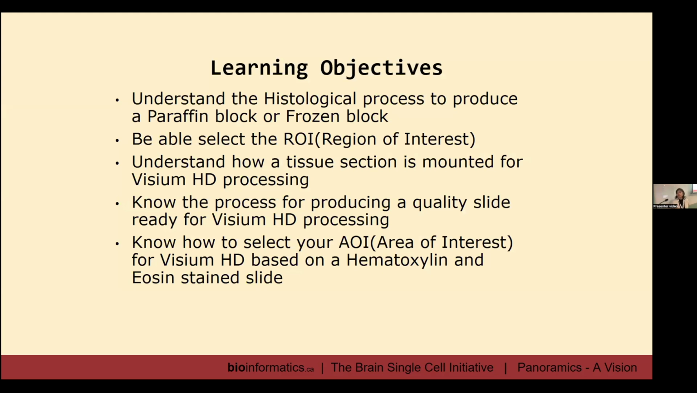Okay, here are your learning objectives for today. Basically, we're going to try and understand the histological process to produce a paraffin block or frozen block, be able to select the region of interest, understand how tissue section is mounted for Visium HD onto a slide, know the process for producing a quality slide ready for Visium HD processing, and know how to select your area of interest for Visium HD based on a hematoxylin and eosin stain slide.